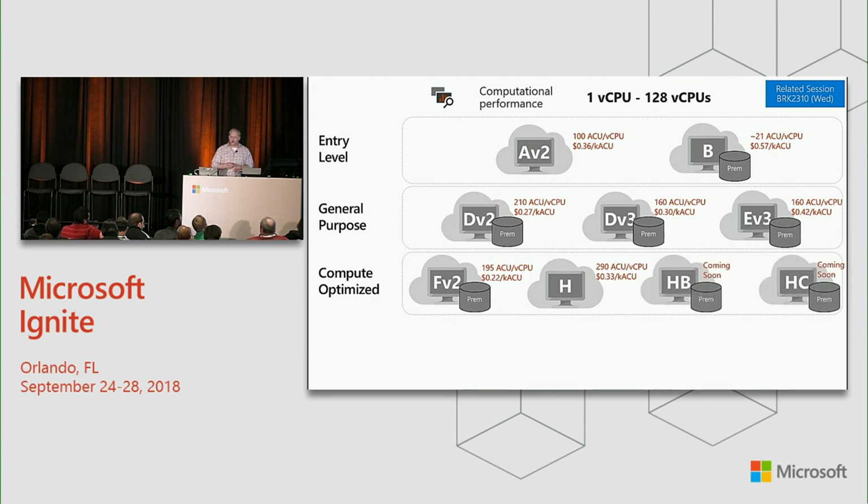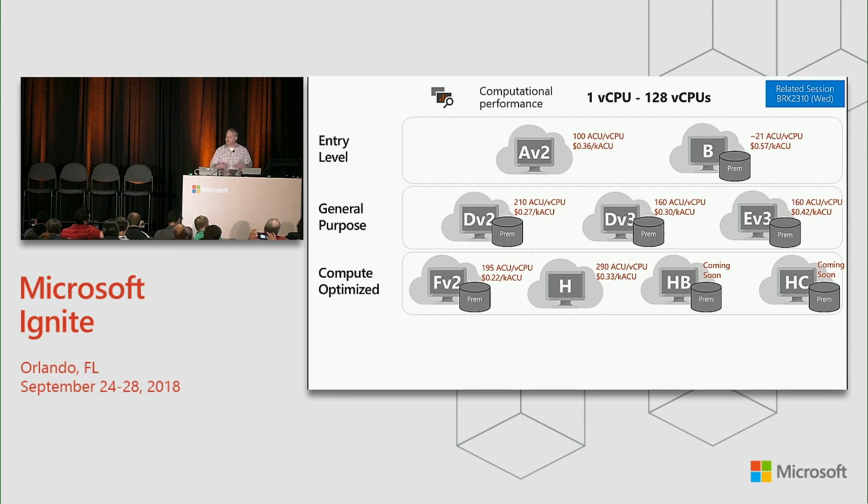And as Corey just announced earlier today, we have two more sizes coming in this series. We have HB that is going to be based on AMD EPYC processor. It's going to have higher memory bandwidth than you have in any other offering in the cloud.